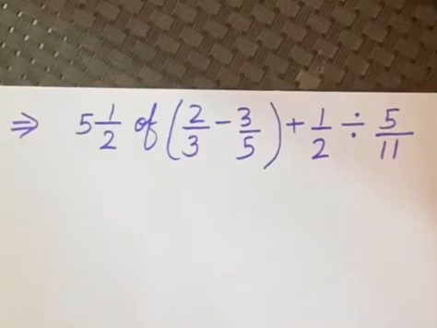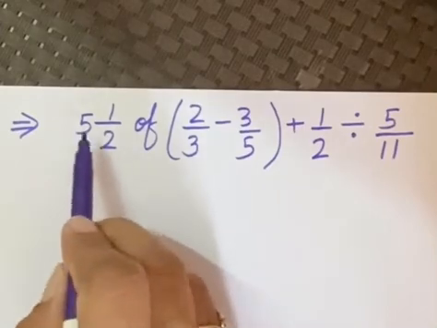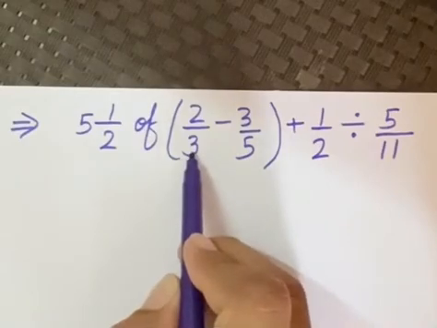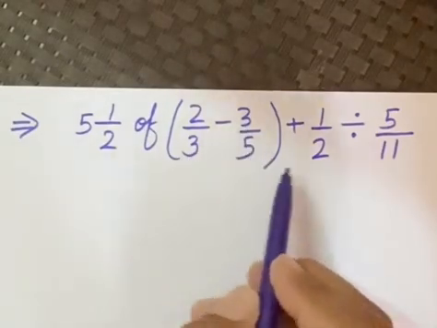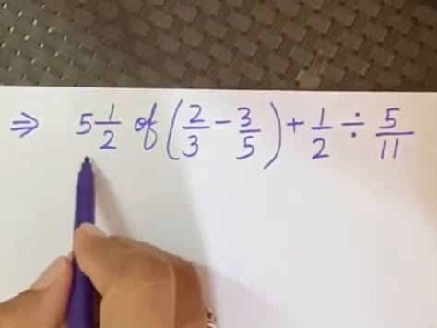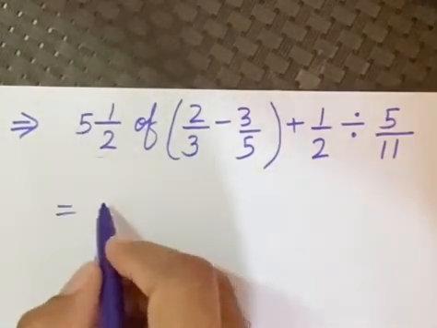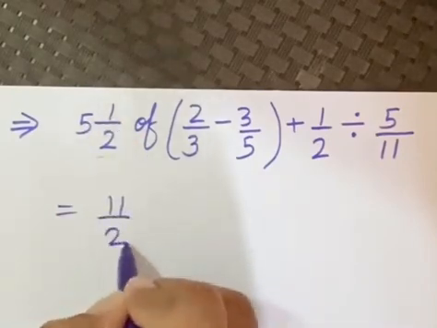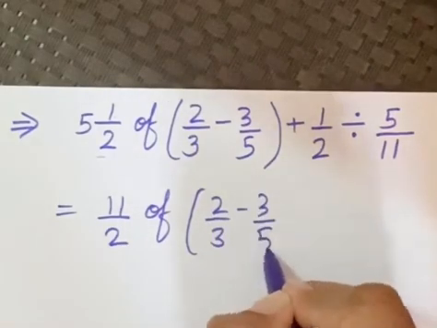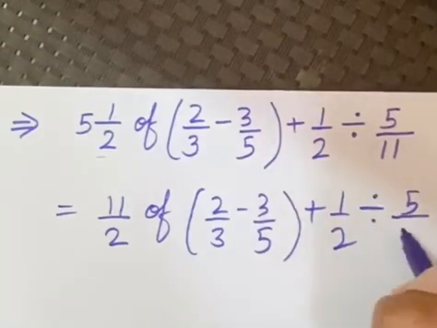So students, here is one sum I am solving for you. Here we are given the expression as 5 and 1 by 2, this is in the mixed form, of parenthesis, that is 2 by 3 minus 3 by 5 plus 1 by 2 divided by 5 by 11. First of all, we are going to write this mixed fraction into improper fraction, that is 2 into 5 is 10, 10 plus 1 is 11, 11 by 2 of 2 by 3 minus 3 by 5 plus 1 by 2 in division with 5 by 11.